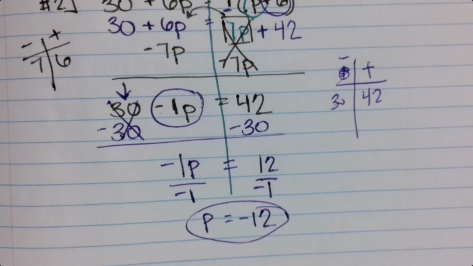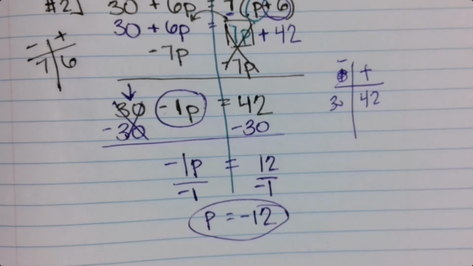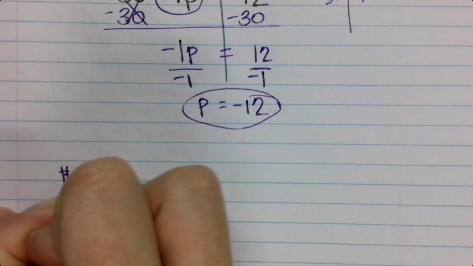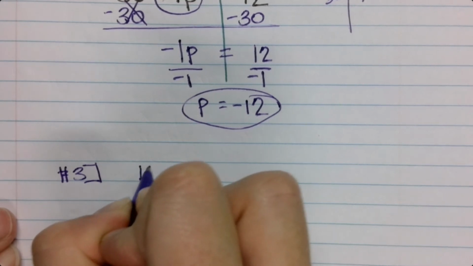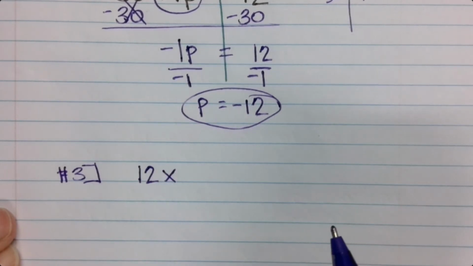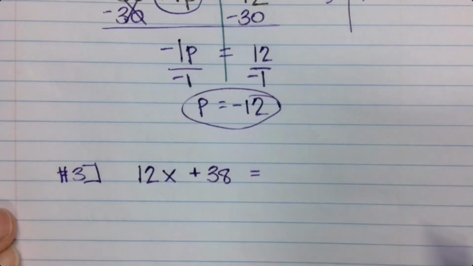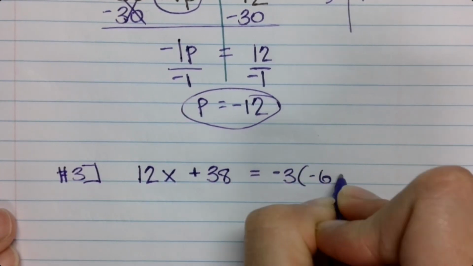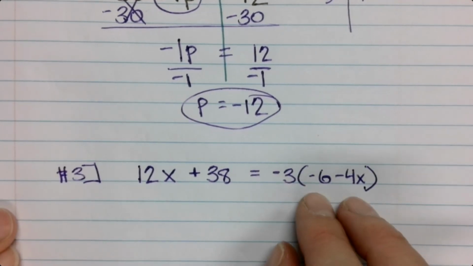So again, this is another one where it's one solution. So let's see, let's do another one. So number 3 is going to be 12x plus 38 equals negative 3 times the quantity, negative 6 minus 4x.